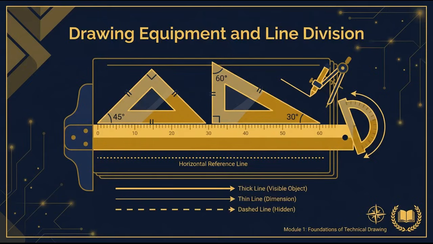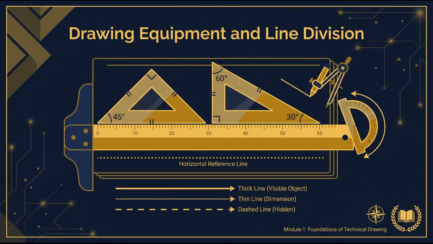Next, let us talk about set squares. Standard equipment includes an isosceles 45-degree set square and a 30 by 60-degree set square. When combined with a T-square, placing these set squares against each other produces common composite angles. For example, adding 45 and 30 gives a 75-degree angle, and adding 45 and 60 gives a 105-degree angle.